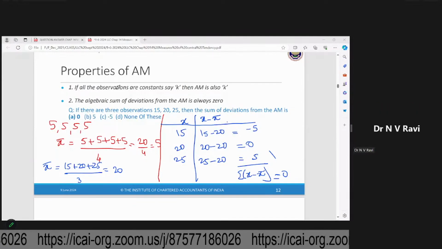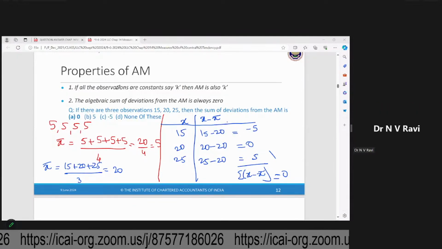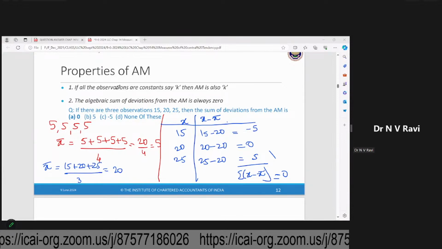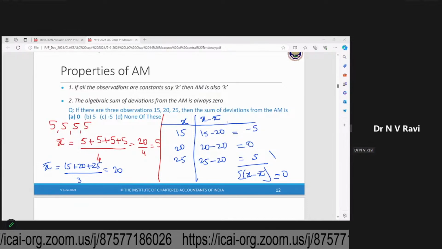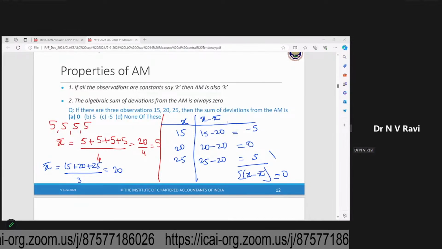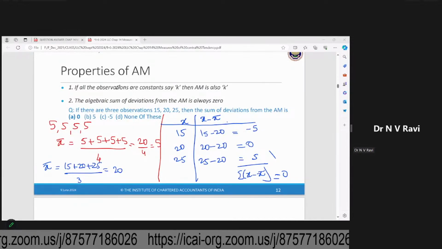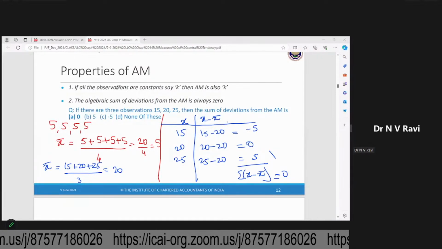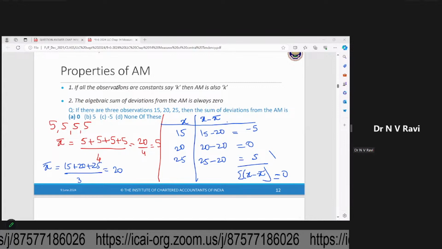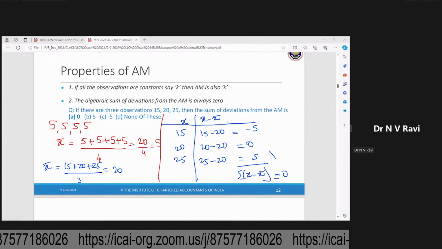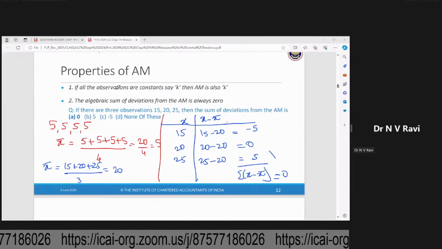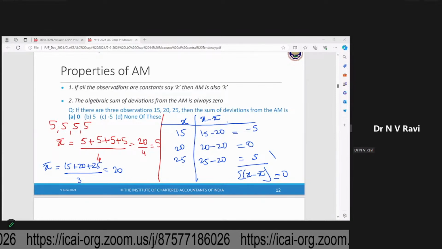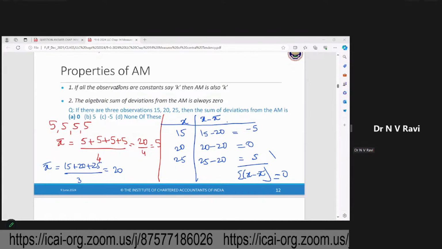In supplement to the madam's explanation, I would like to say, this is a very important property for the examination point of view also. The sum of the deviations from the respective mean equals 0, and other limitations of the arithmetic mean, those properties are also very important. Theoretical things are also very important. Please focus on that point of view also.